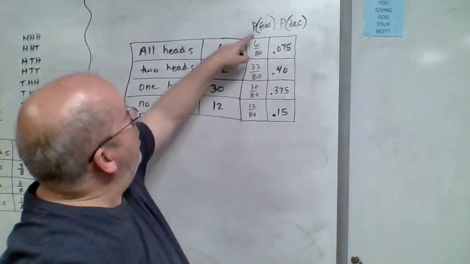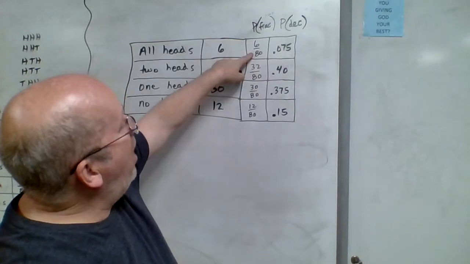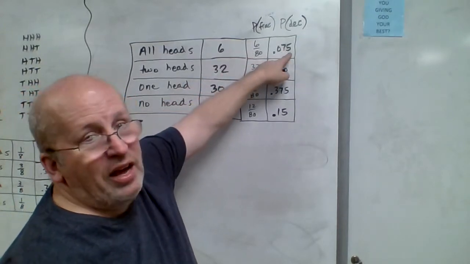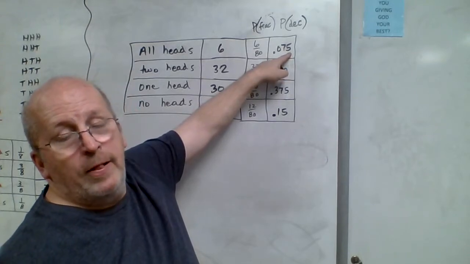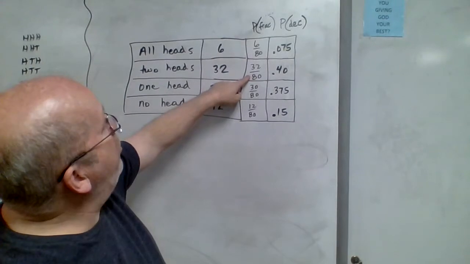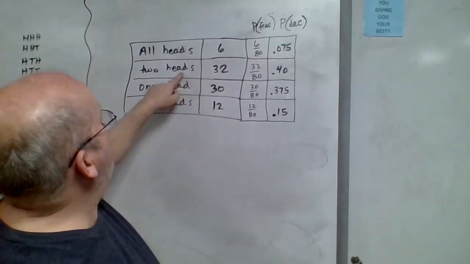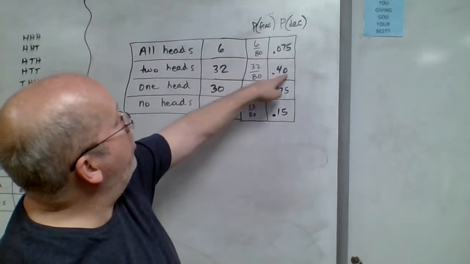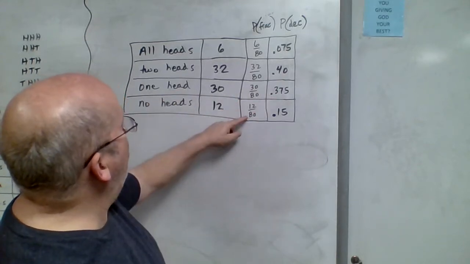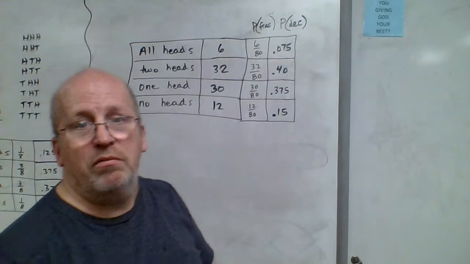In other words, 6 out of the 80 times they did the experiment, or 0.075 times, we got all heads. Or 32 out of 80 times, they got 2 heads, or 0.40. 30 out of 80 times they got 1 head, and 12 out of 80 times they got no heads.